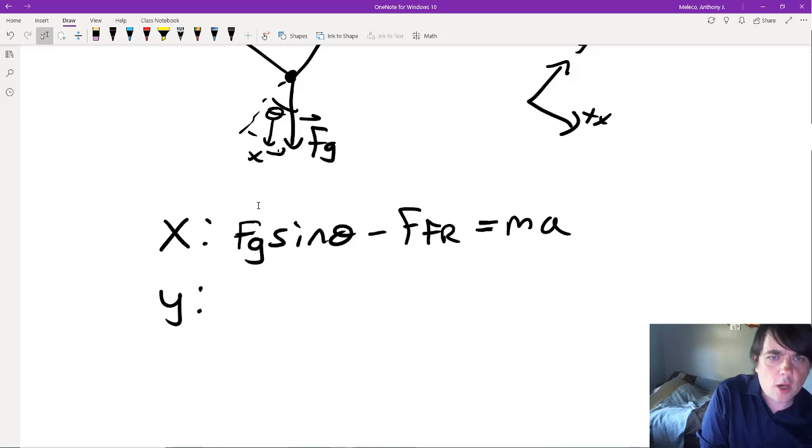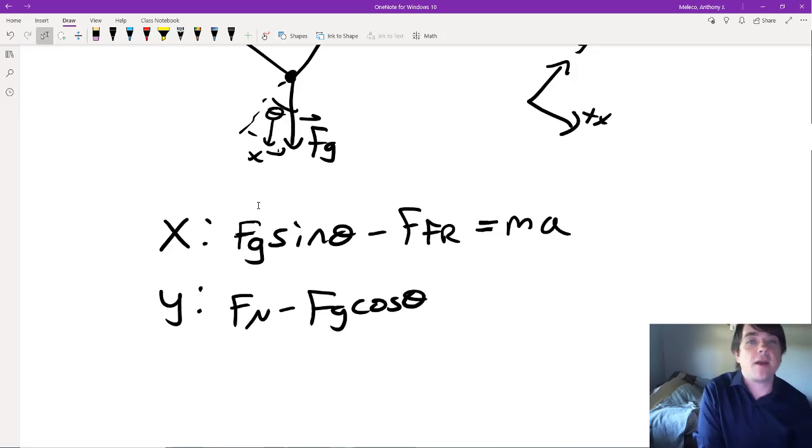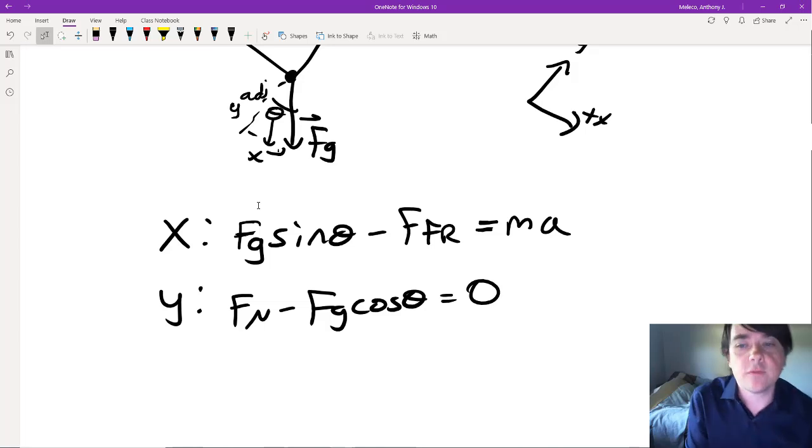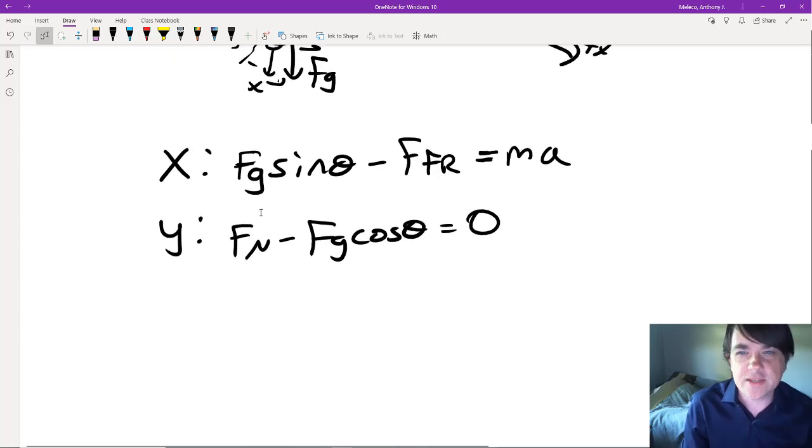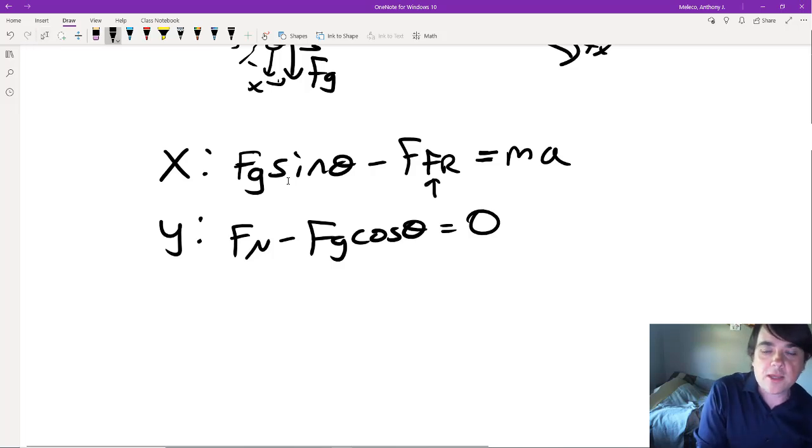And then for the y, we have Fn pointing up minus the force of gravity pointing down, and this is the adjacent side, not the opposite side, so this is our y. They're not accelerating through the incline, so 0 for its acceleration. So these are our equations, and we want to solve for the coefficient of kinetic friction.